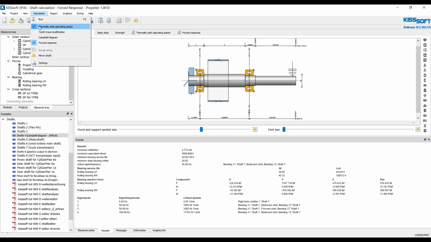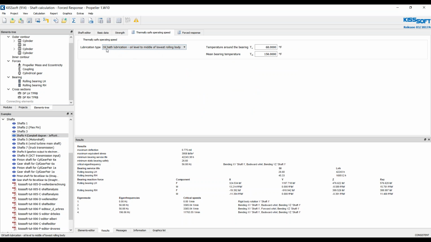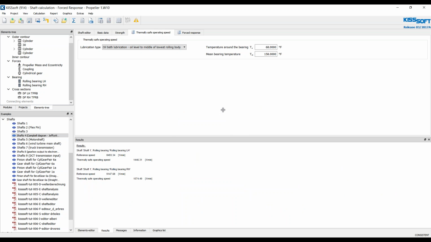I'm going to open the thermally safe operating speed for these bearings. These are bearings that I just pulled out of our bearing database. I'll say it's to the middle of the lowest rolling body; we could do the middle of the bearing, or bearing oil and mist, but I'm just going to go to the lowest roller bearing. I'm not going to change the temperature. When I calculate, it tells me I'm in excess of my safe operating temperatures, and it tells me what I can have, 1400 or 1575 roughly.